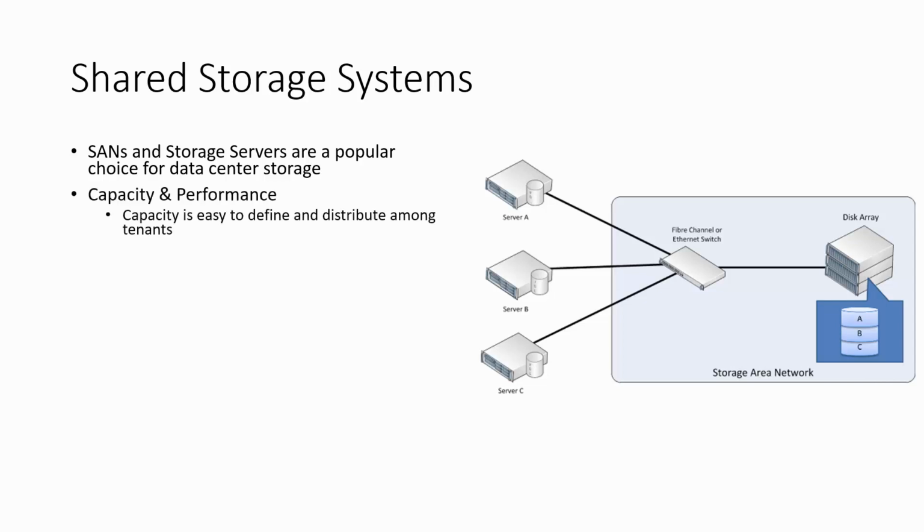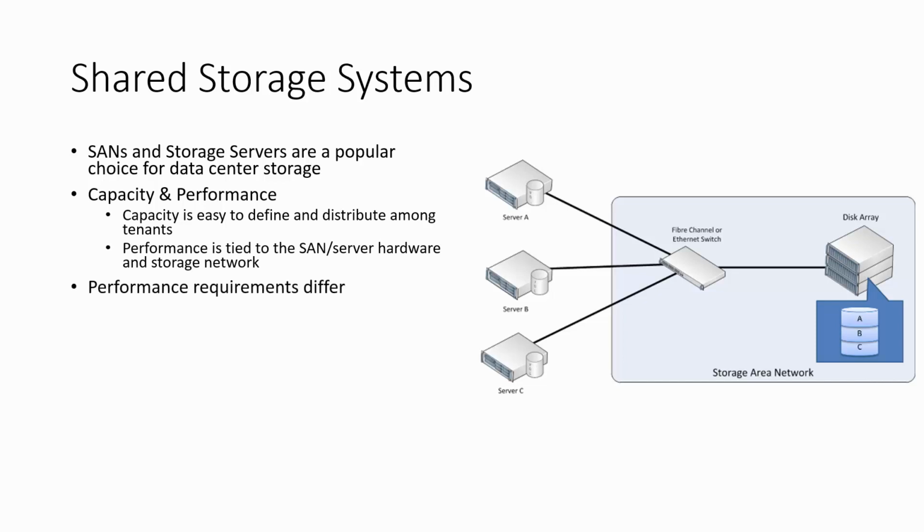Now, in terms of capacity and performance, capacity is quite easy to define and distribute among tenants, especially in a multi-tenant data center. However, performance is typically tied to the SAN or server hardware and storage network and is not as easily controllable. Performance requirements can differ from application to application. So if a tenant is running a content delivery system, their performance requirements for storage are quite different from another person who might be running a transactional database.